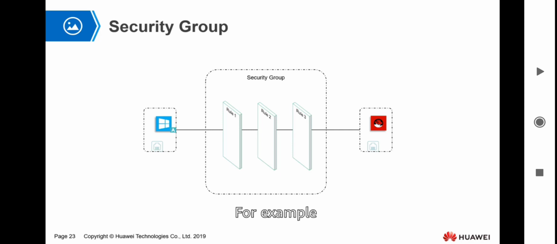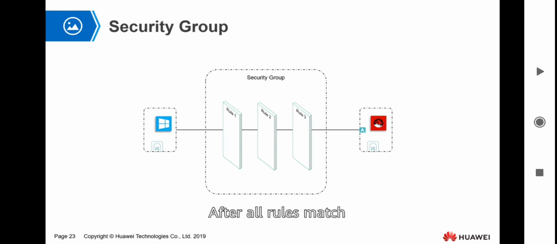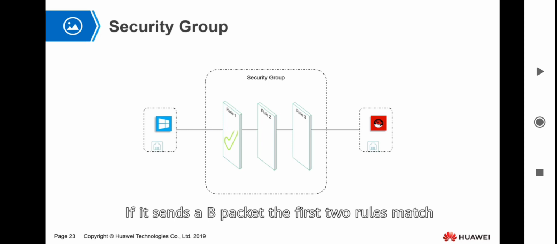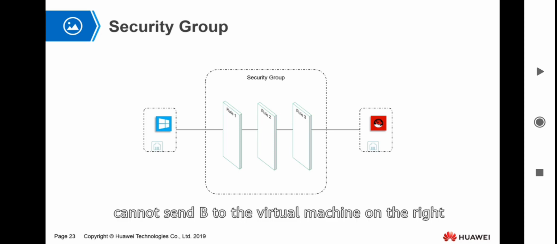For example, I have two virtual machines here. First of all, we send an A packet to the right virtual machine, and then it will match the rules one by one. After all rules match, the A packet can be sent to the right virtual machine. If it sends a B packet and the first two rules match, but the packet doesn't match the third rule, the packet will be banned and discarded. The virtual machine on the left cannot send B to the virtual machine on the right.